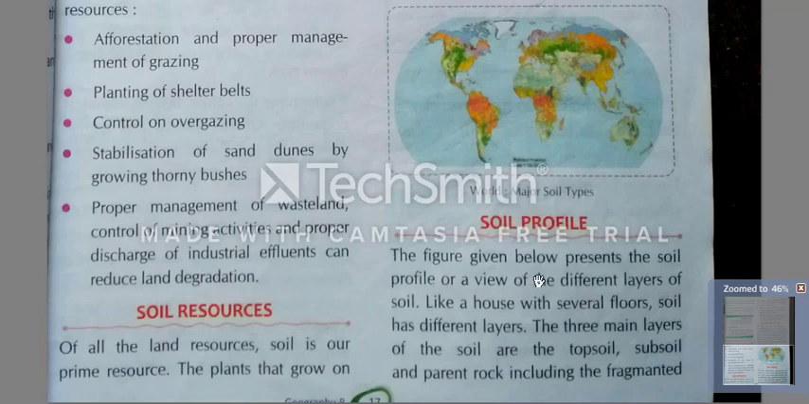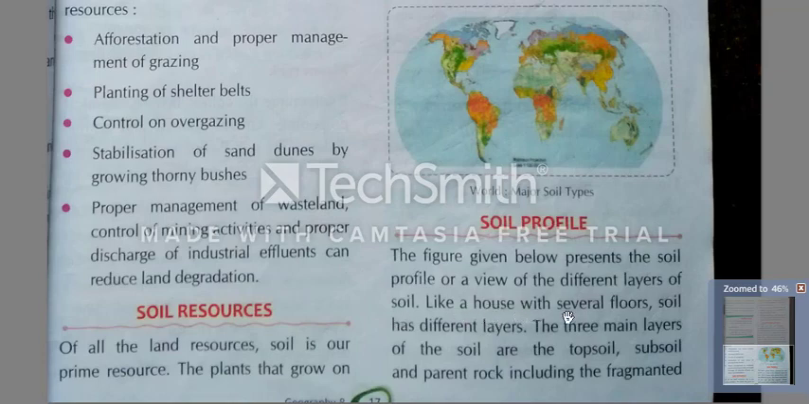The figure given below presents the soil profile or a view of the different layers of soil. Our figure has been given on the next page because here they have not found the space. So on the next page we will see the different layers of soil.